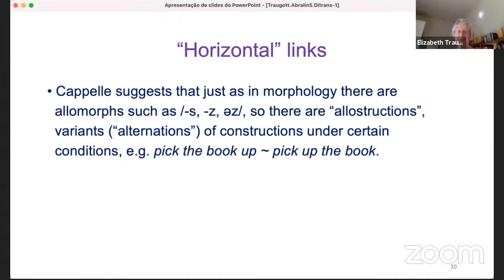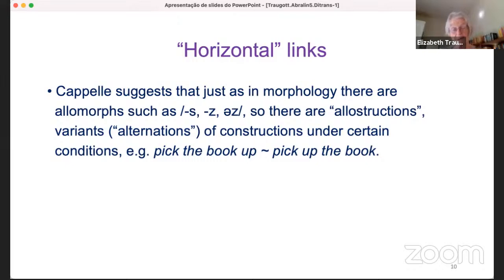Now, Cappelle suggests that just as in morphology there are allomorphs, such as the -s alternations, so there are allostructions. I'm sure you're all familiar with the -s alternations. If I have a noun and I'm doing plurals, it's cats, dogs, and houses: s, z, iz. If I have a third person singular present tense, it's tests, digs, and fishes. So those are allomorphs in morphology.